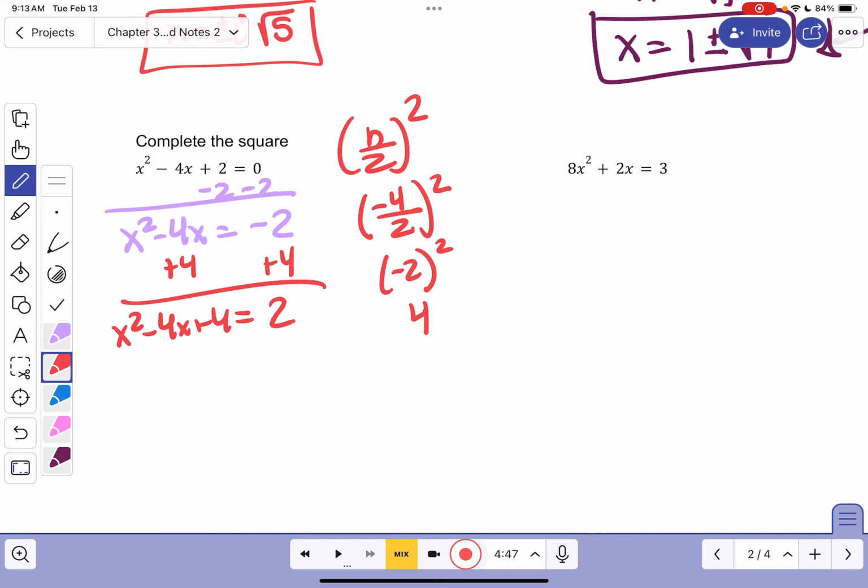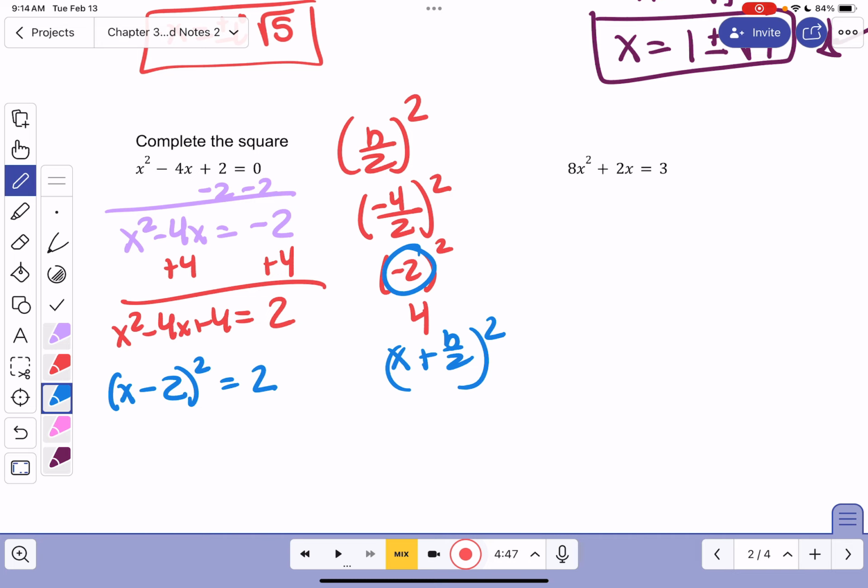Then we rewrite for x plus b over 2 squared, which b over 2 was negative 2, we found right here. So we're going to change this side to x minus 2 squared. Now we can solve for x because it equals a number. So we take the square root of both sides. So we get plus or minus root 2. Add 2 to both sides. We get 2 plus or minus root 2.